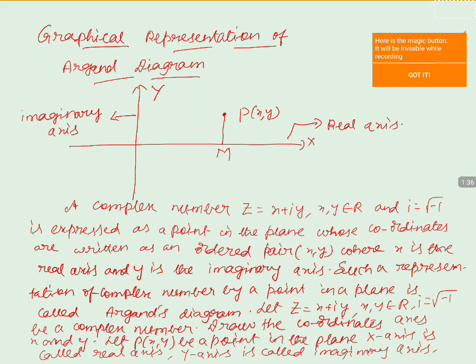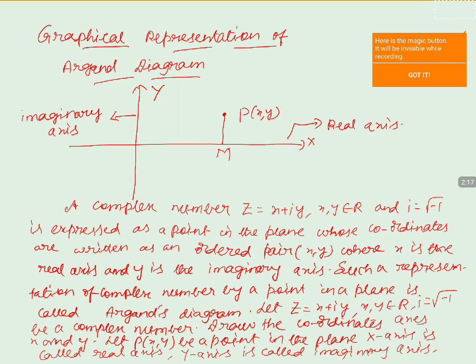Now, if we represent such a complex number in the form of a point in the plane, then we call the diagram the Argand diagram. I repeat it. When we take the point P(x, y), where x is obtained from the real part, and y is obtained from the imaginary part, if you take x as the real axis and y as the imaginary axis, and represent the complex number as a point in a diagram, we will call that an Argand diagram.